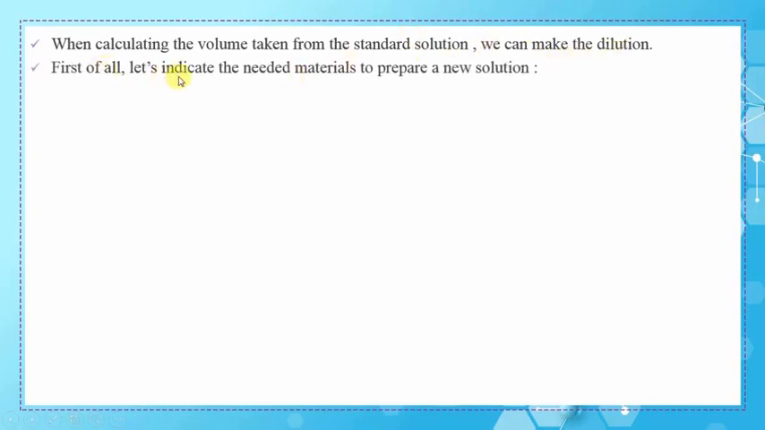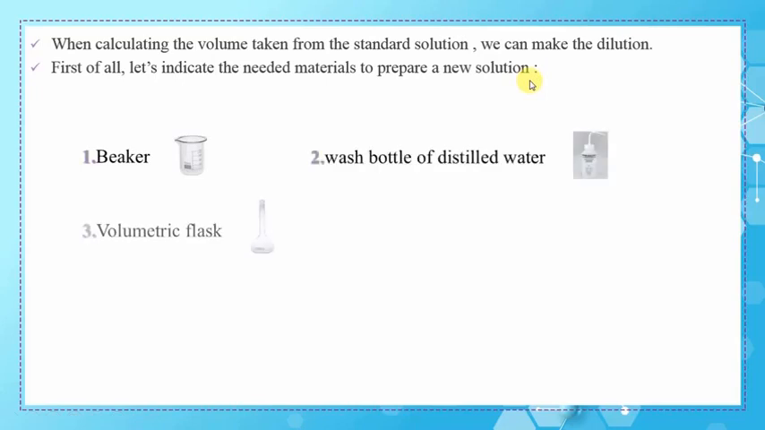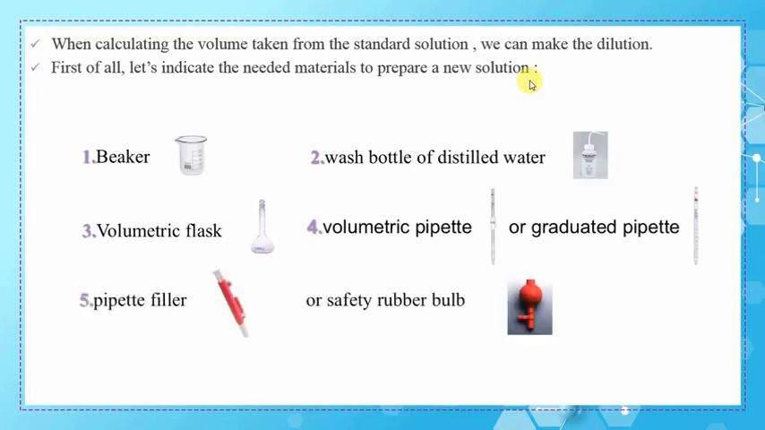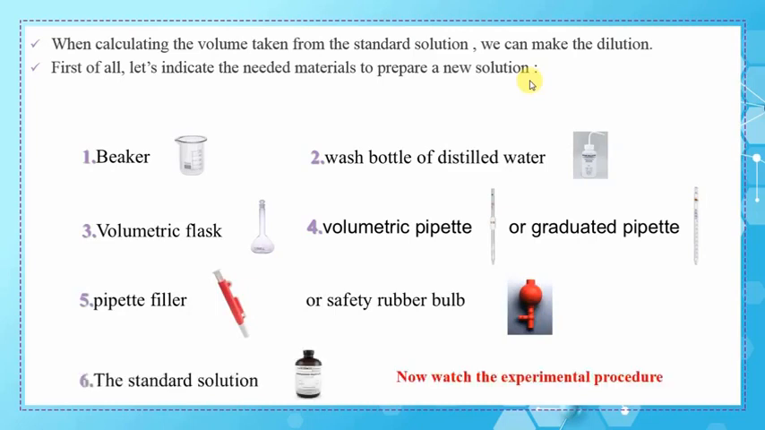First of all, let's indicate the needed materials to prepare a new solution in the lab. Beaker, wash bottle of distilled water, volumetric flask, volumetric pipet or graduated pipet, pipet filler or safety rubber bulb, and the standard solution. Please watch the experimental procedure.